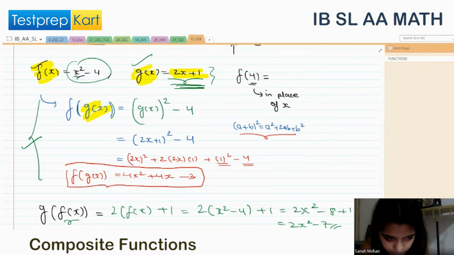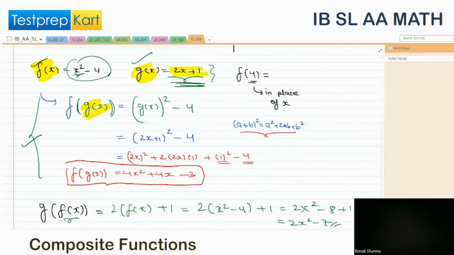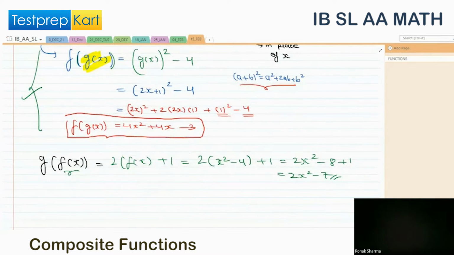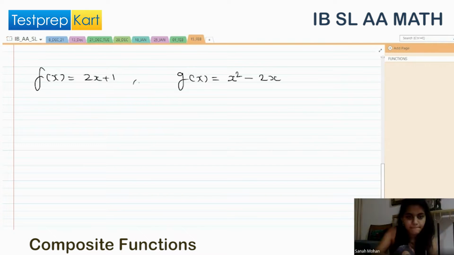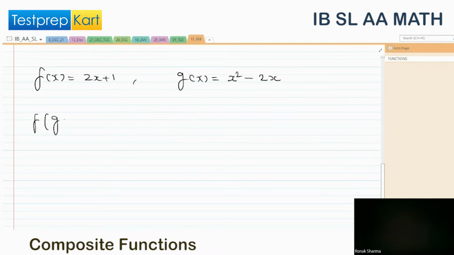Come on, you focus here. I'll give you two more questions then. Let's say if fx is 2x plus 1 and gx is x square minus 2x. You find f of gx also. You give me g of fx also.